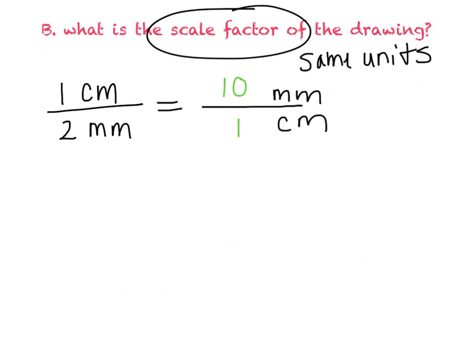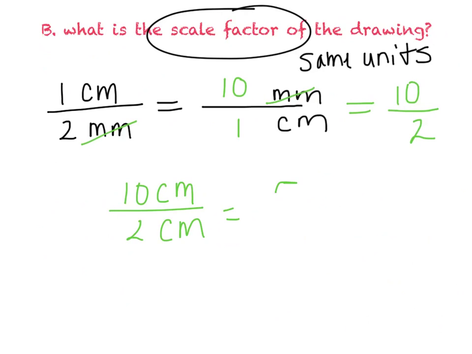And of course we can cancel out the millimeters and just multiply straight across. 1 times 10 is 10, and 2 times 1 is 2. And we can reduce 10 over 2 to 5 over 1. And since our units are both centimeters here, we don't have to write them anymore. So our scale factor is 5 to 1.